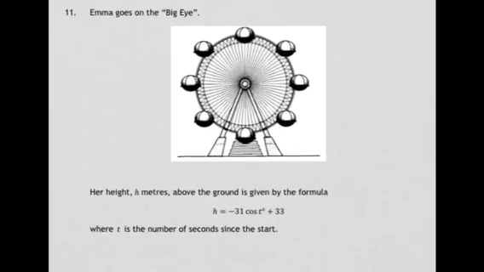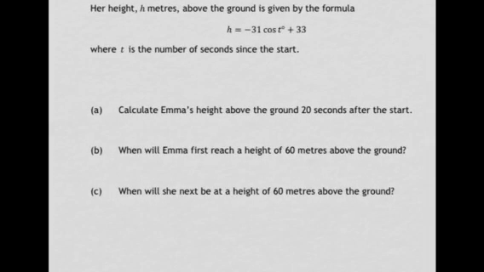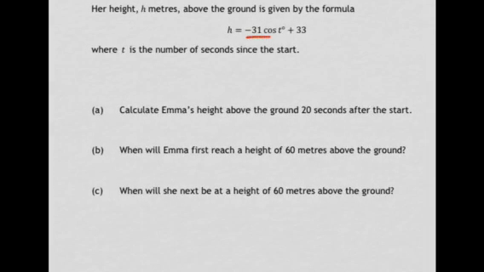Question 11. You have this big wheel called the big I. Emma apparently goes on it. And the formula is given by that there. Negative 31 cos t add 33. Okay, calculate Emma's height above the ground 20 seconds after the start. So a wee bit like the last question, we just need to put 20 into that formula. So if you put 20 in the formula, you get the first answer.